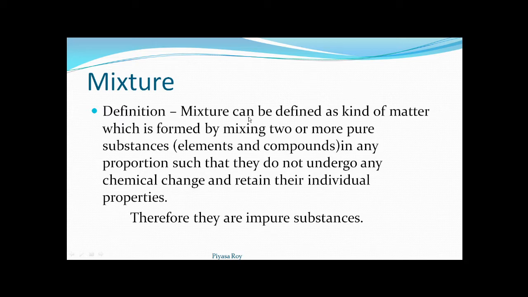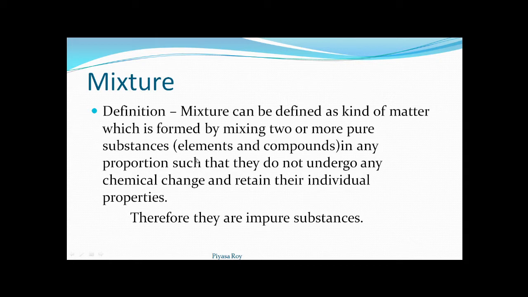Definition can be given as: the mixture can be defined as a kind of matter which is formed by mixing two or more pure substances. It may be element or compound, or both may be there in any proportion such that they do not undergo any chemical change and retain their individual properties. That means when we get a mixture, the components do not undergo any chemical change. There will be no chemical change between them, like in a compound.